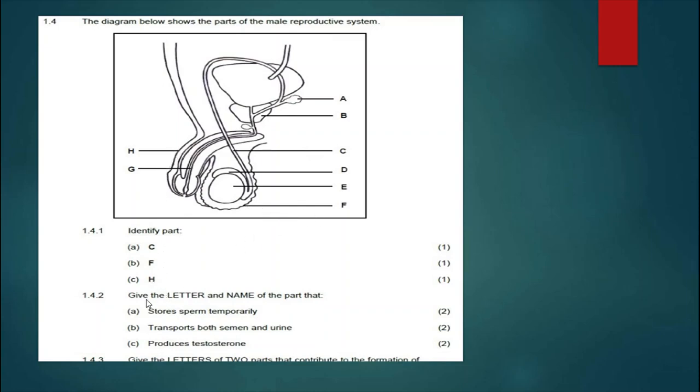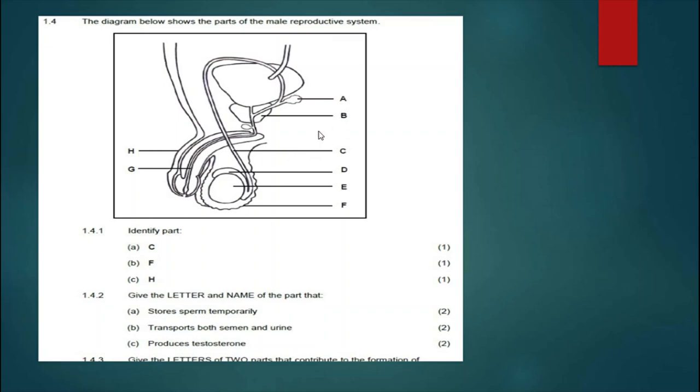Number 2: give the letter and name of the part that stores sperm temporarily. The answer is the epididymis, which is D. The part that transports both semen and urine is the urethra, G. The part that produces testosterone is E, the testis. Give the letters of the 2 parts that contribute to the formation of semen. We have A, B, and E.